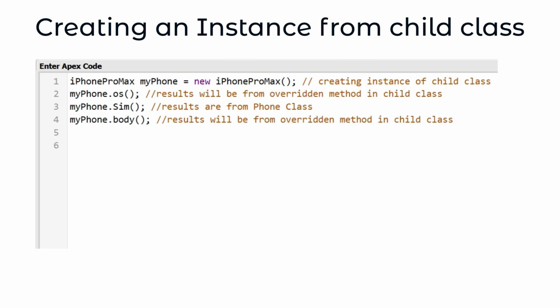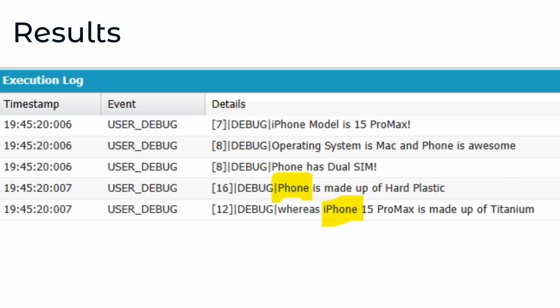After we execute these lines, the highlighted text shows the beauty of polymorphism. The same variable device is in multiple forms, both as phone and iPhone. Congratulations! You've learned inheritance and polymorphism in Apex programming using a phone and iPhone example.